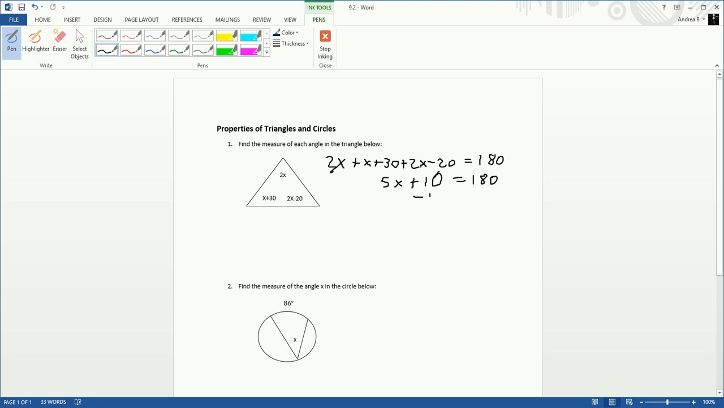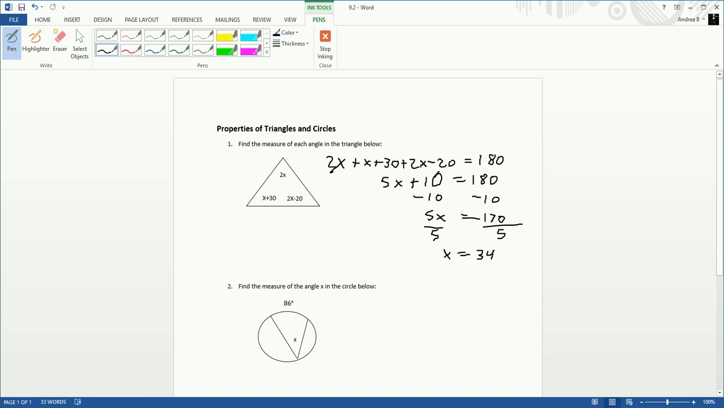And then we want to get our x by itself, so we'd want to subtract 10 from both sides. So we'd have 5x is equal to 170, and then divide both sides by 5. So in this case, we have x is equal to 34. Just like before though, don't stop. Once you get your x value, we need to know what the actual angles are equal to.